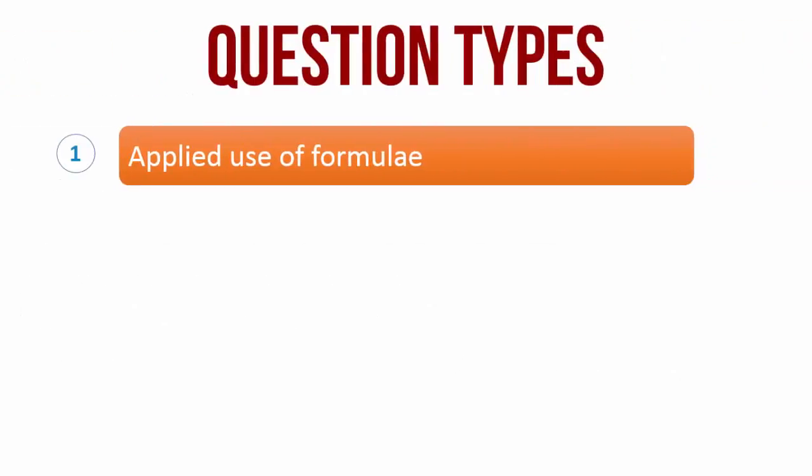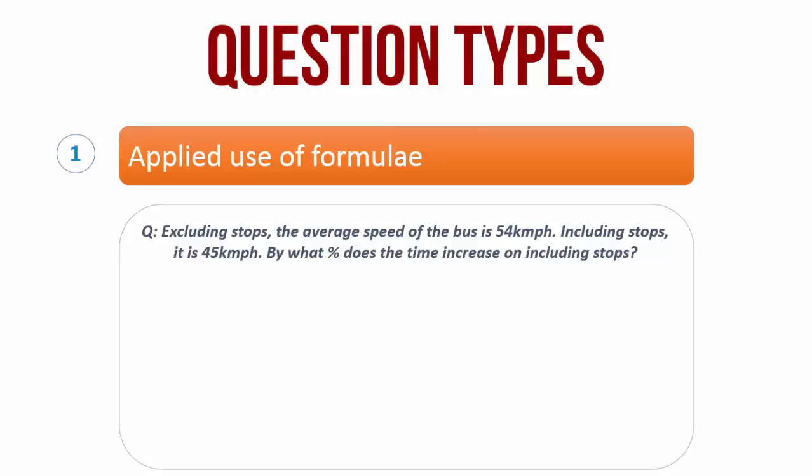Let's look at the different question types that can be asked for time and distance. There are two main question types. The first one deals with the applied use of formulae. You had all these formulae just mentioned to you. These type of questions primarily involve the direct use of these formulae.